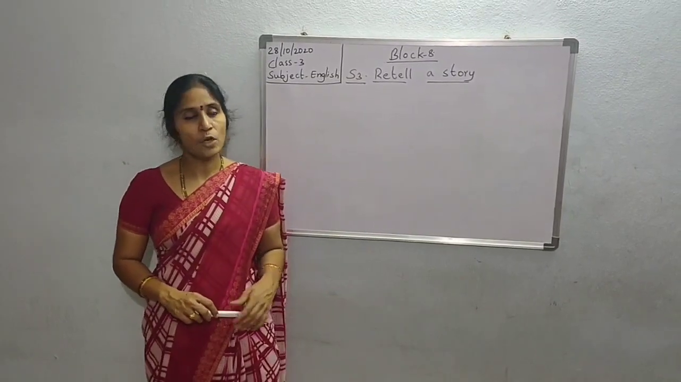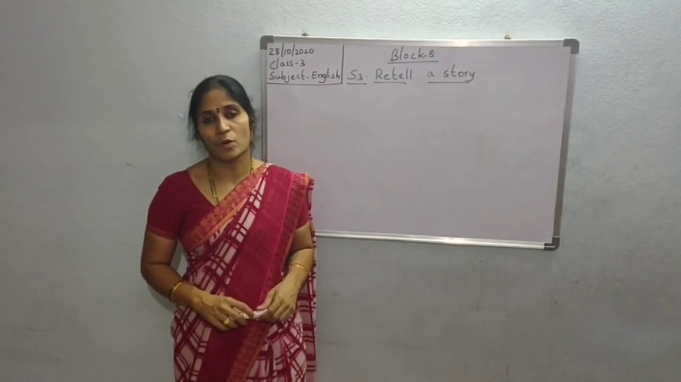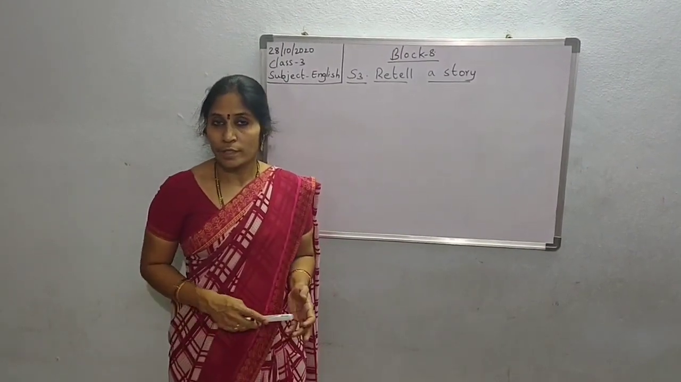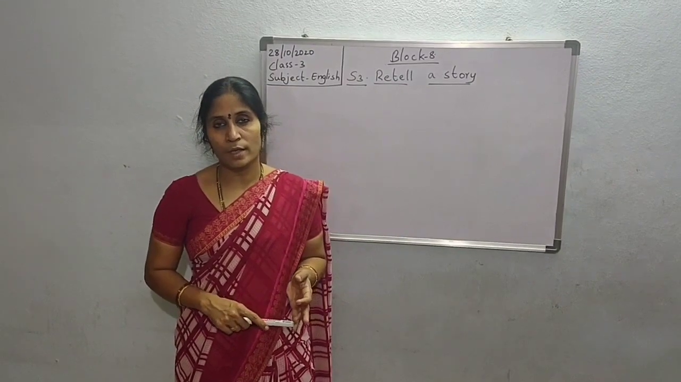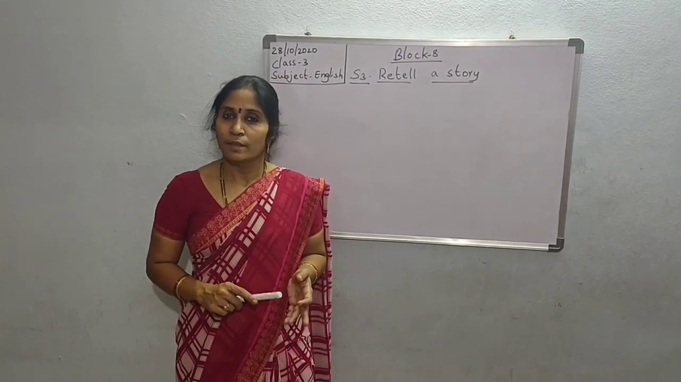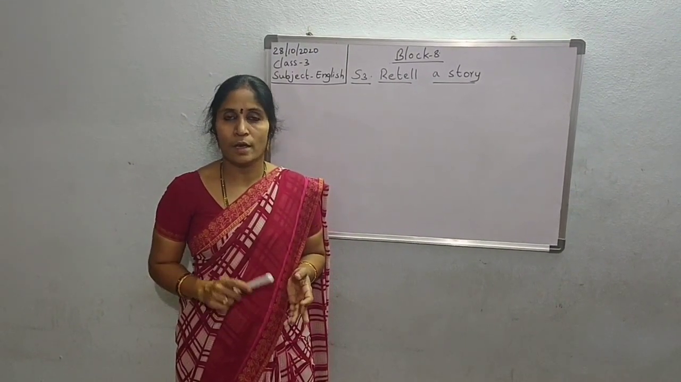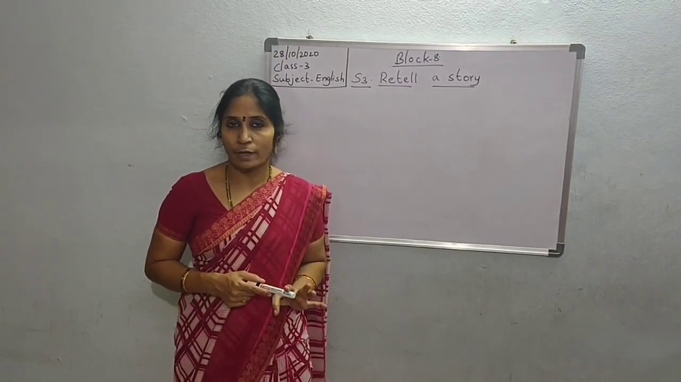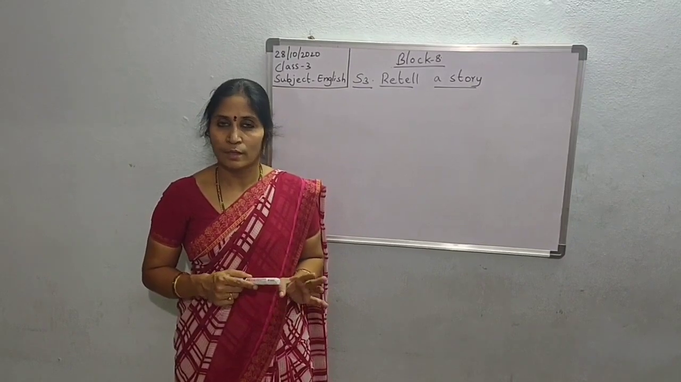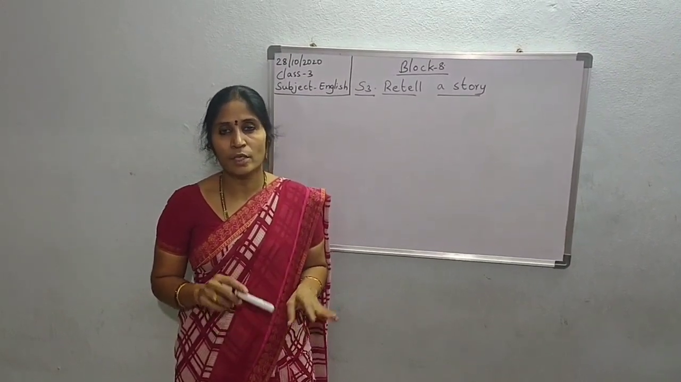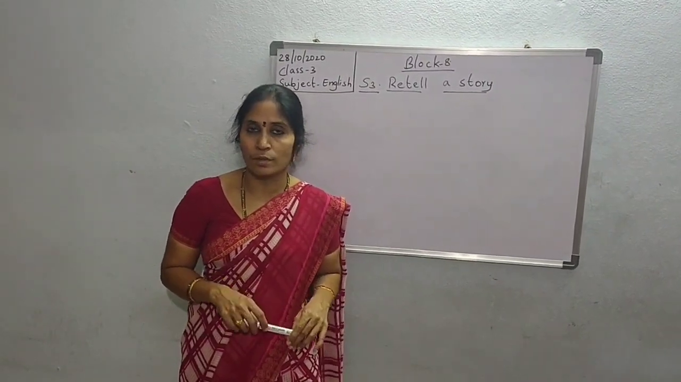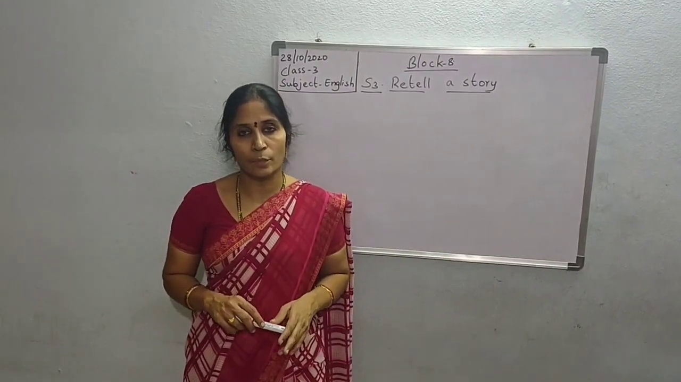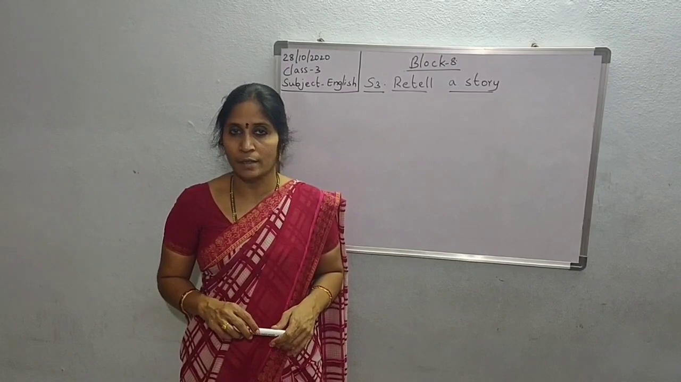Now, let us come to our present story, The Lion and the Mouse. What are the four main events of the story, children? First, the mouse jumps on the lion. Then, the lion caught the mouse. After that, the lion was trapped in a net. And finally, the mouse gnawed the net and freed the lion. These are the main events of the story. So, today we are going to make the comic strip of the story, The Lion and the Mouse.